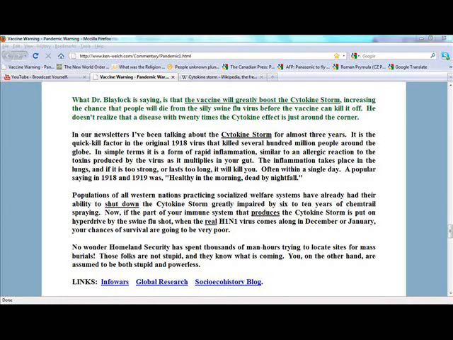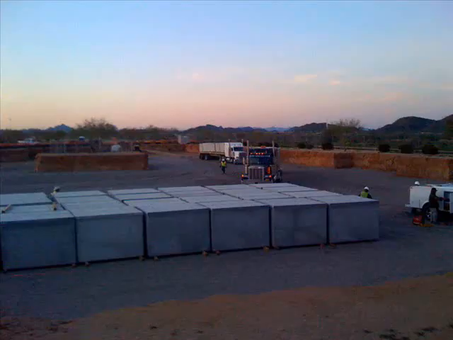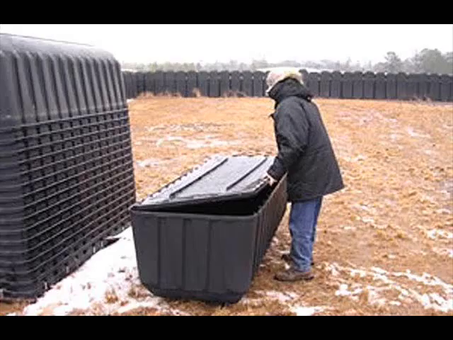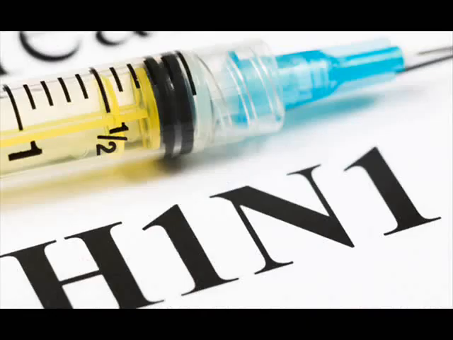No wonder Homeland Security has spent thousands of man-hours trying to locate sites for mass burials. Those folks are not stupid. They know what is coming. You, on the other hand, are assumed to be both stupid and powerless. And I advise everybody to look at the videos of the millions of cheap, disposable coffins that have been made by FEMA in the last few years.